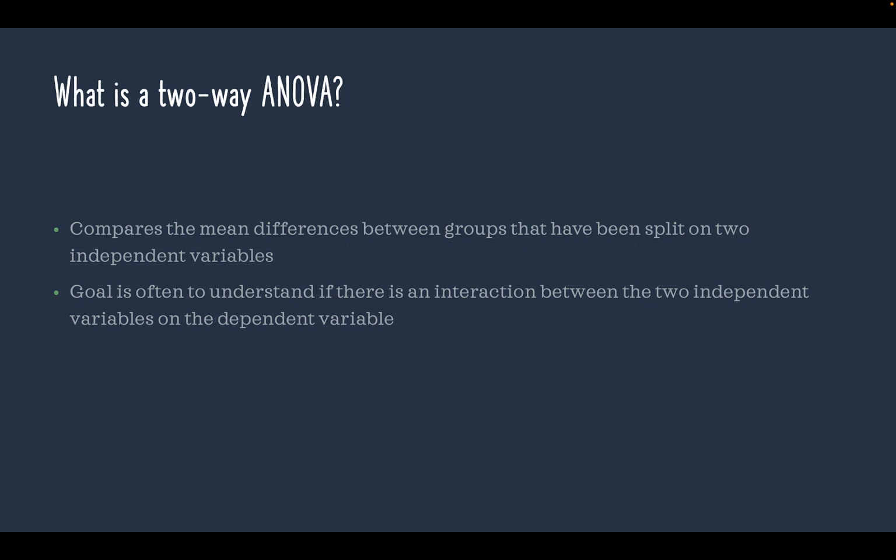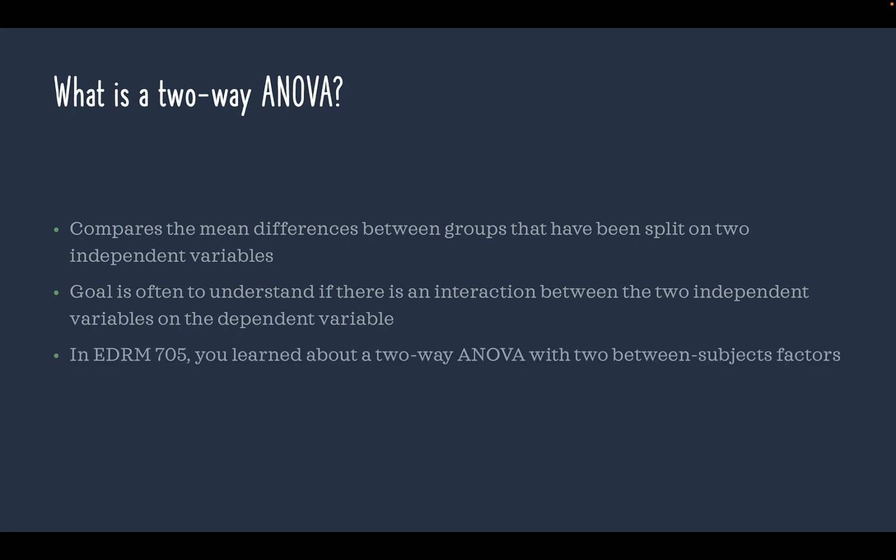The goal is often to understand if there's an interaction between the two independent variables on the dependent variable. So in this example with math achievement and gender and race, we would want to know if there's an interaction between gender and race on the dependent variable math achievement.